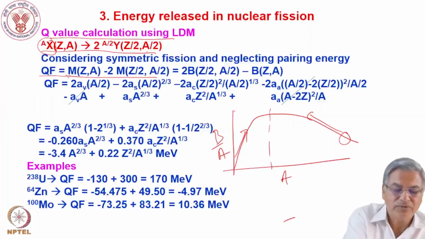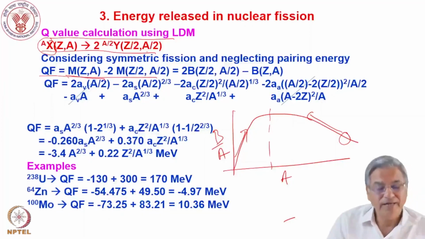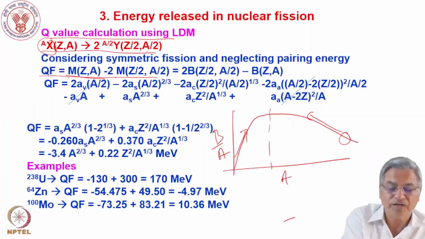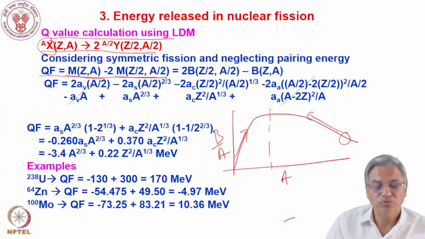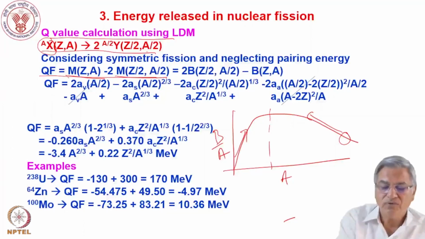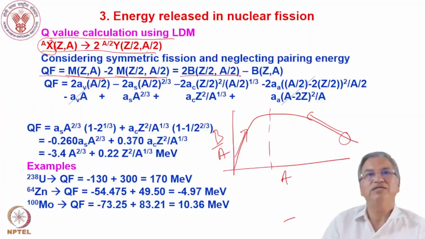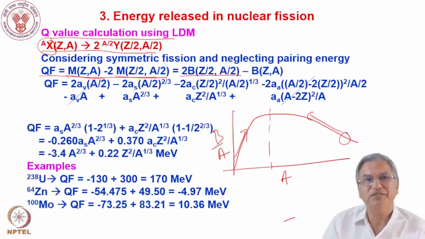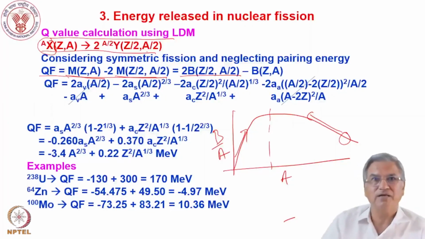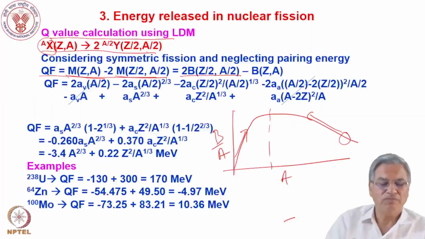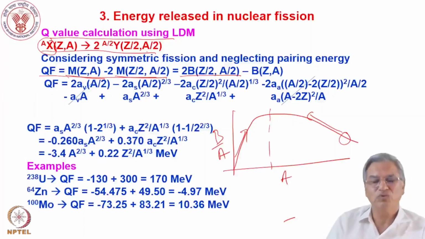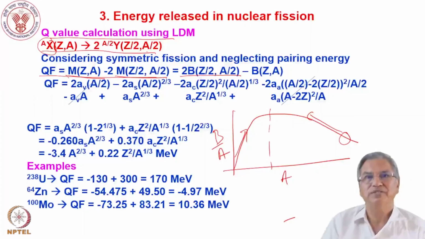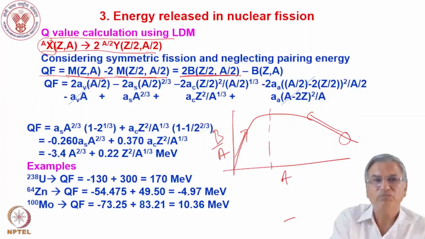We had the parent isotope, the fissioning nucleus, splitting into two fragments of charge Z by 2 and mass A by 2. And now this same thing can be written in terms of the binding energy, because the mass numbers are constant. So the difference in masses can be written in terms of the difference in binding energy the other way around. Difference in masses of reactant minus product is equal to difference in binding energy of product minus reactant. So binding energy of the products minus binding energy of the reactant, that is the fissioning nucleus.